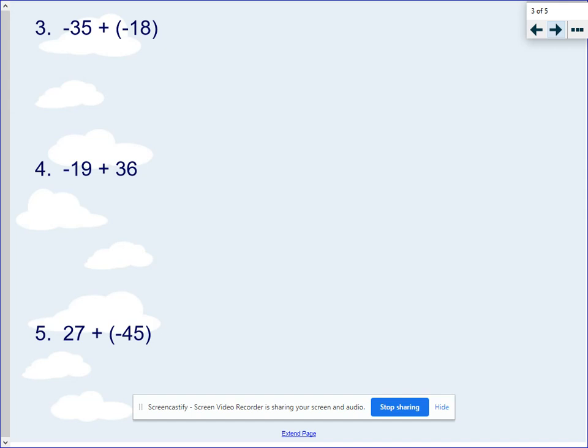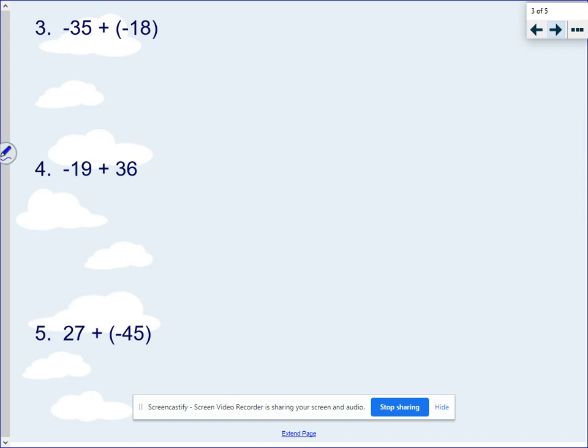And the strategy that Mrs. First likes to use is money, because we've all had experience of money. We've all had money and we've all owed money. So when you see a positive number, I want you to think of it as having money in your pocket. When you see a negative number, I want you to look at it as owing money. Okay, and in math class, we always pay our debts. So in problem number 3, you're going to look at it as you owe Mrs. First $35 and you owe Mrs. First $18. So you'll ask yourself the question, do I still owe money or do I have money?